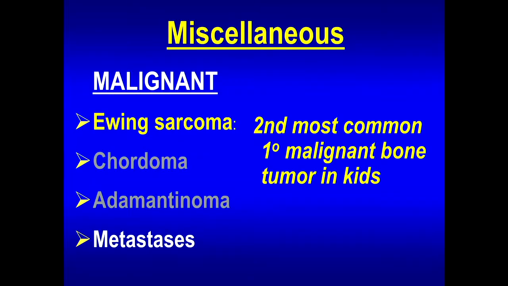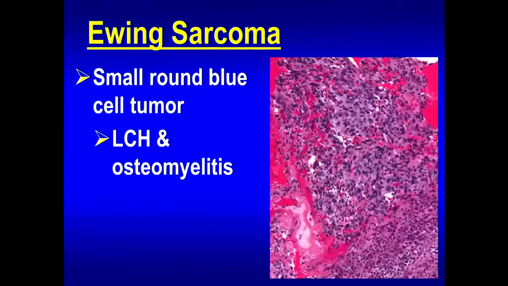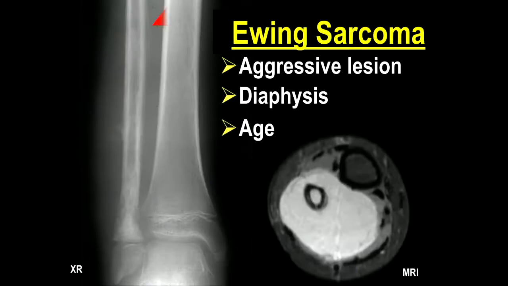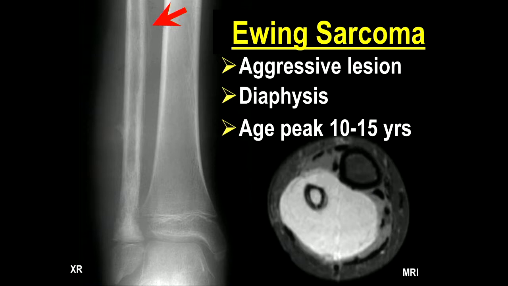Ewing sarcoma is the second most common primary malignant bone tumor in kids. It's one of those small round blue cell tumors that is included along with Langerhans cell histiocytosis and osteomyelitis as having a similar appearance. Ewing sarcoma is an aggressive lesion. When affecting long bones, it's usually targeting the diaphysis with an age peak of 10 to 15 years.